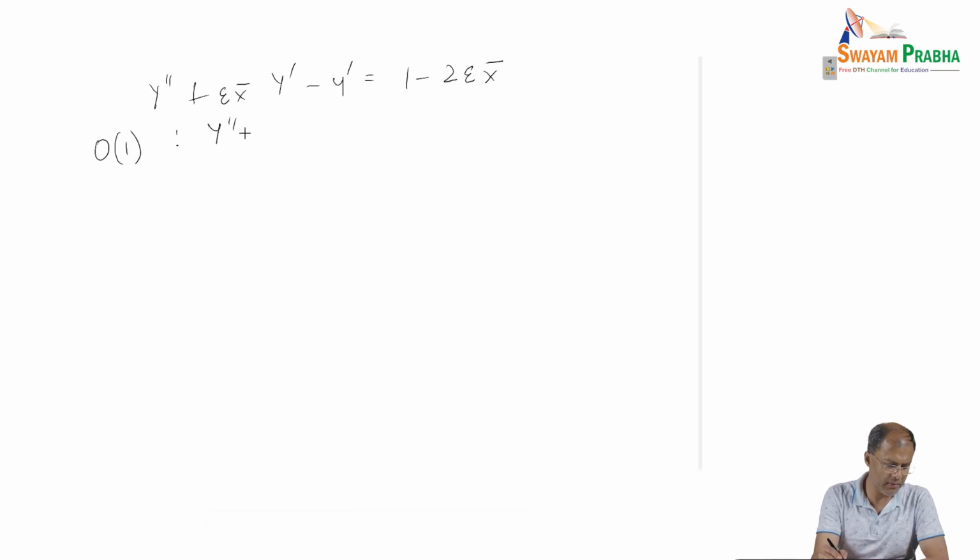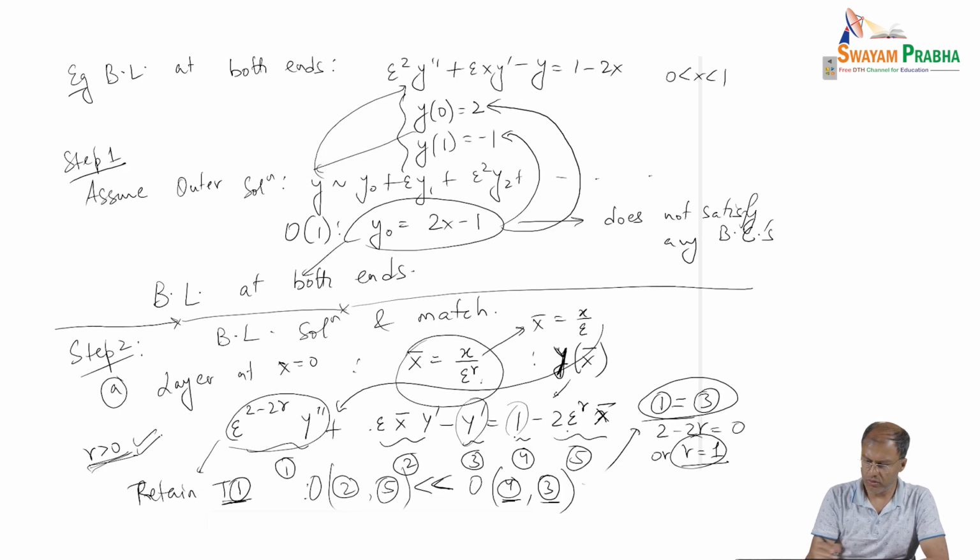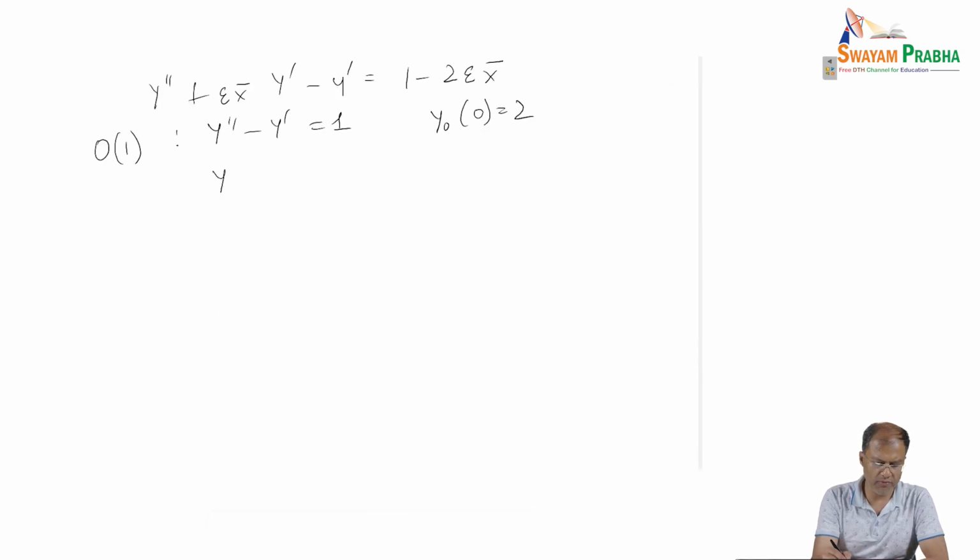We will see that this is y double prime minus y prime is equal to 1, and from here we have the initial condition y0 of 0 is 2. So that is my initial condition, y at 0 is 2. So from here we can solve that y0 is minus 1 plus a times e to the power x bar plus 3 minus a times e to the power minus x bar. And so that is what we have.